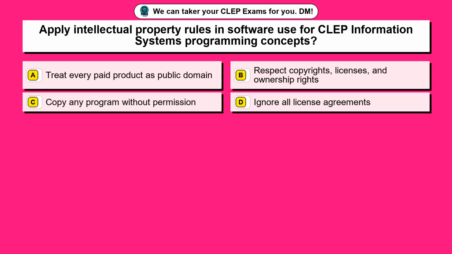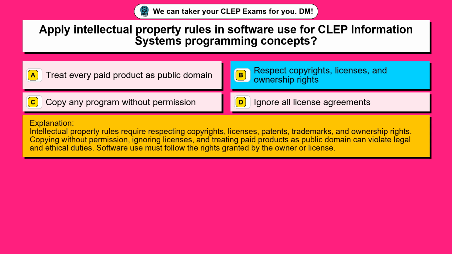Question 98. Apply intellectual property rules in software use for CLEP Information Systems programming concepts. Option A, treat every paid product as public domain. Option B, respect copyrights, licenses, and ownership rights. Option C, copy any program without permission. Option D, ignore all license agreements. The correct answer is option B, respect copyrights, licenses, and ownership rights.